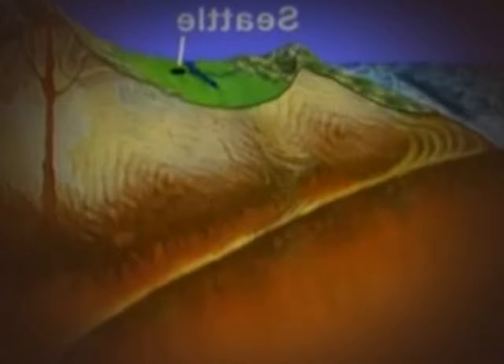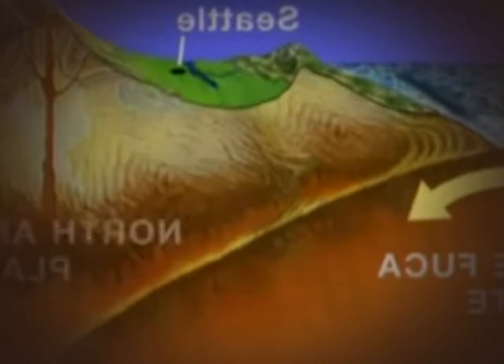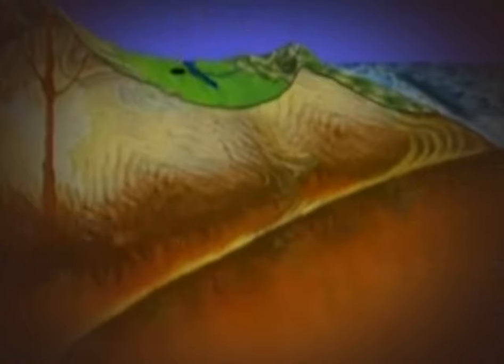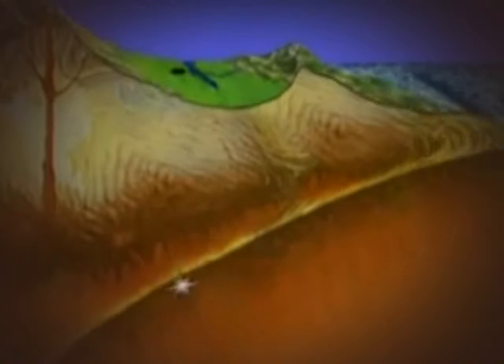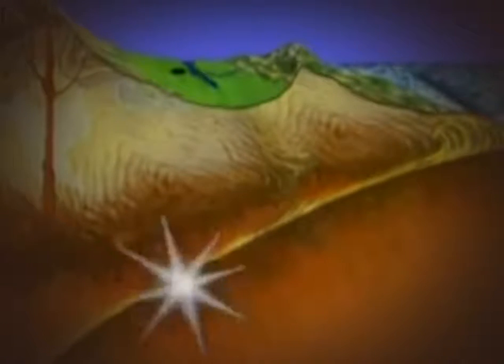Crustal plates overlap each other below Seattle. One plate makes up the ocean floor, and where it meets the continent, it bends and dives underneath it. This is called a subduction zone. Sometimes the two plates lurch toward each other, unleashing a tremendous jolt at the surface.